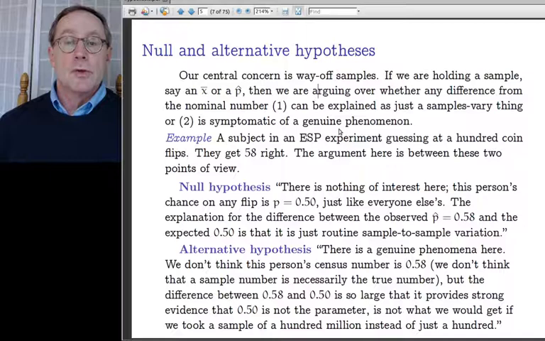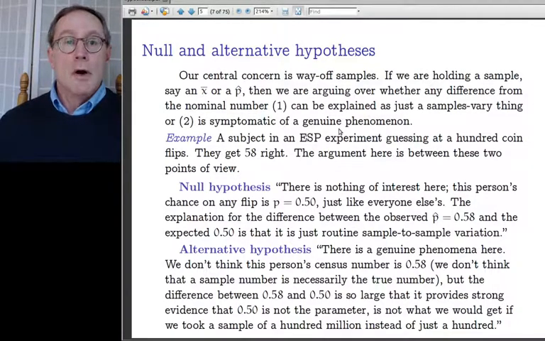We don't think that this person's number is 0.58. That is, if we tested this person not 100 times, but 1,000 or 10,000 times, we don't think we'd come up with 0.58. We don't think that the sample number is necessarily the census number, the population parameter. But we think that the difference between the observed 0.58 and the nominal 0.50 is so large that it provides strong evidence that this person is not a 0.50 person, that this person has ESP. If we tested this person with 100 million coin flips, they'd come up with a number different than 0.50.